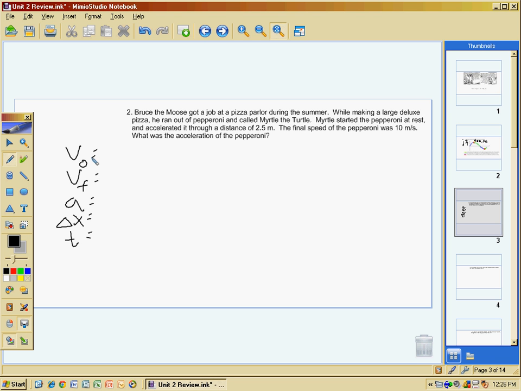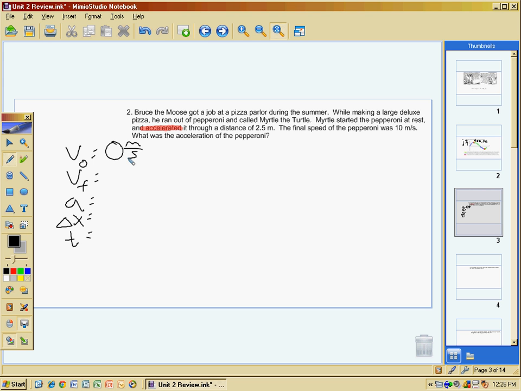So the thing to ask yourself is, are we accelerating or is this constant velocity? So we skim through and it says Myrtle started the pepperoni at rest and accelerated it. Okay, so right there is our key. So if we're accelerating, that means we've got to use one of those 4 equations. Remember, you will be given those on the test. So let's start plugging in what we know. Myrtle started the pepperoni at rest. At rest means it was started with a velocity of 0.